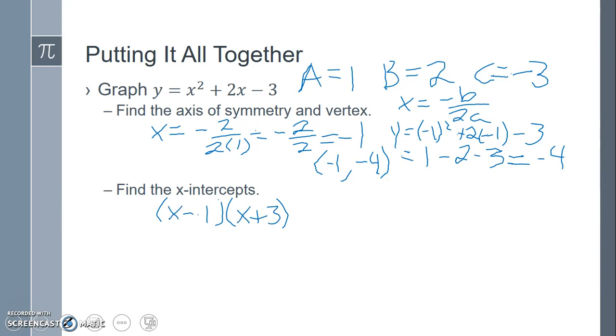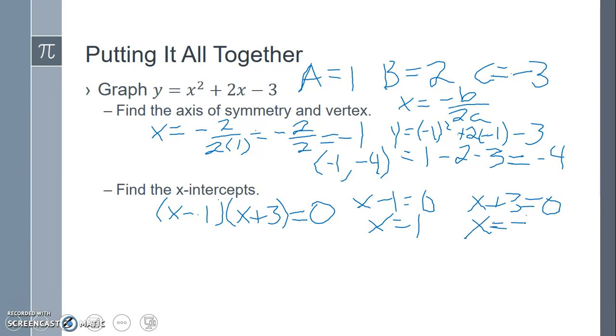Okay, and like we talked about, we're going to set this equal to 0. So, by the zero product property, that means that x minus 1 equals 0, and x plus 3 equals 0. Let's solve both for x, so we get x equals 1 and x equals -3. And those are my x-intercepts.